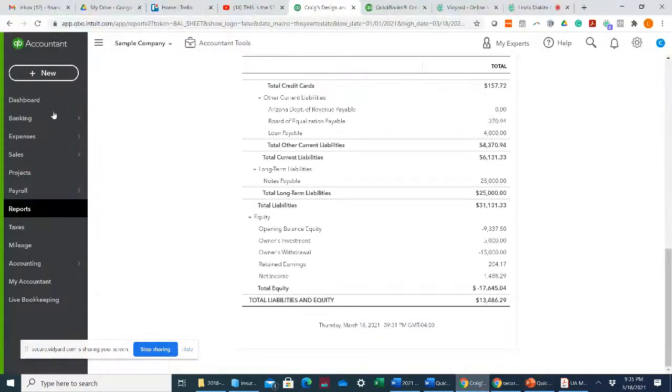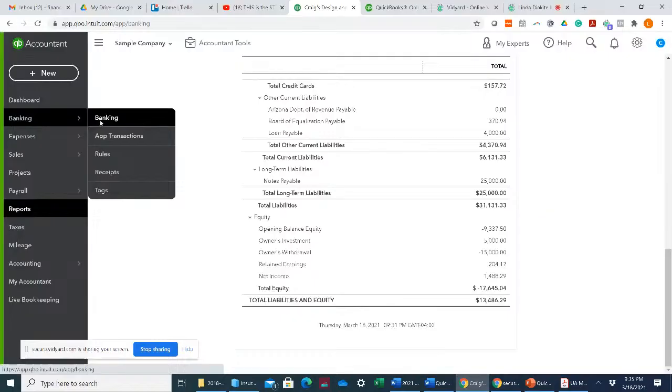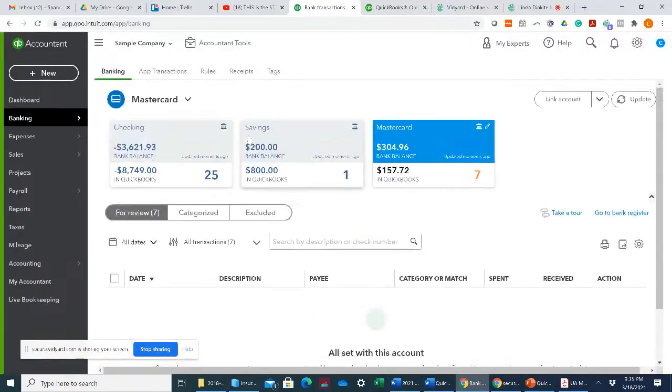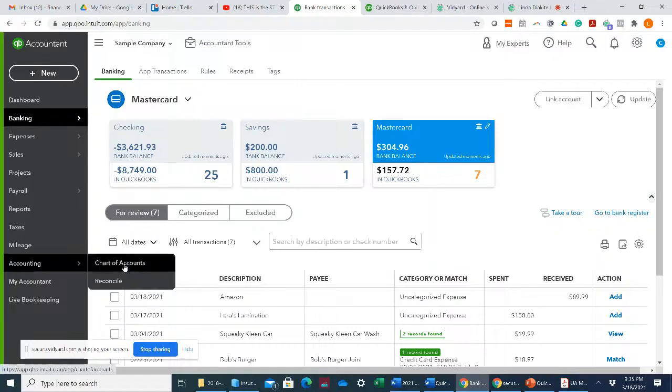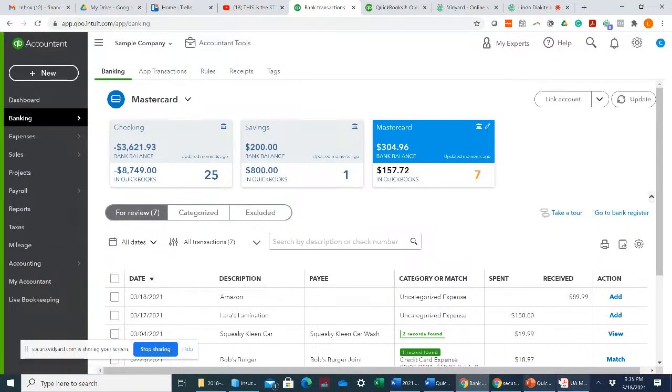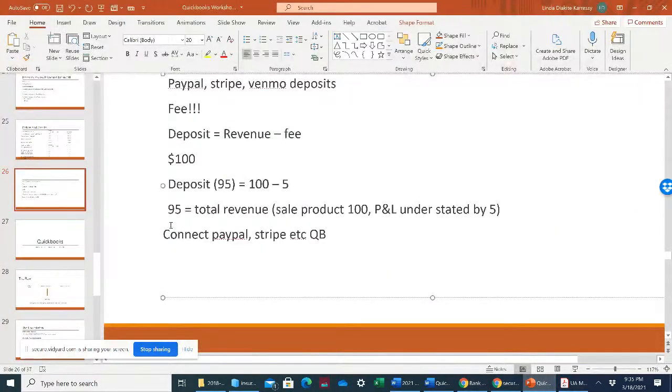And what I mean by that is just like when you go to the banking function, you will connect it. So you will go link account. And let me back up. You first need to actually, with your chart of accounts, create a chart of account. If you have a Stripe, you need to have an account for your Stripe, have an account for your PayPal, etc. Then you will connect your PayPal Stripe.